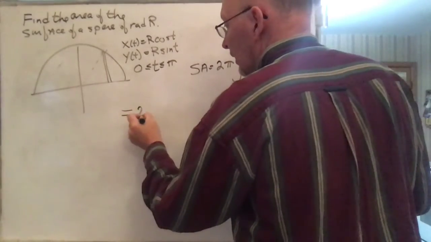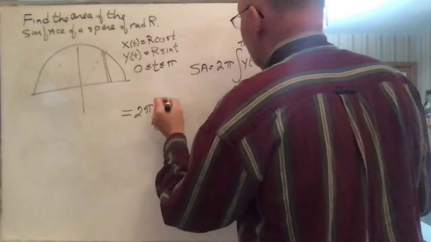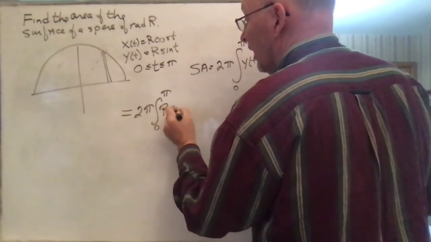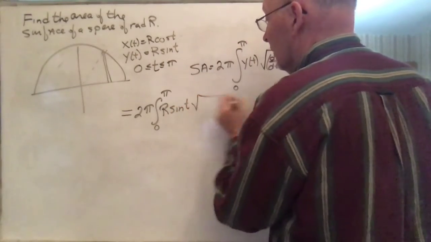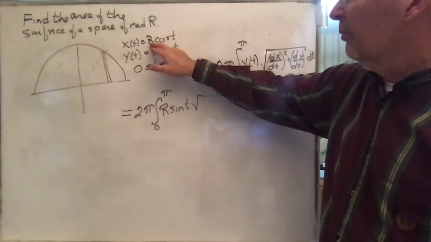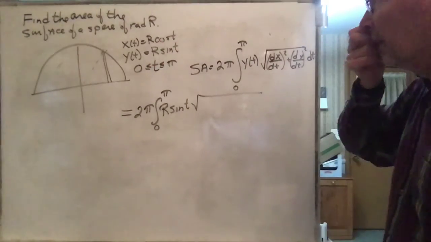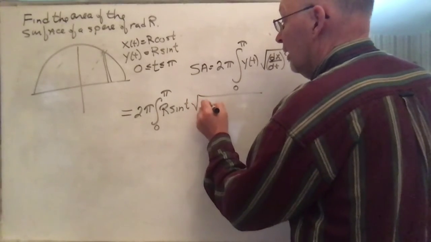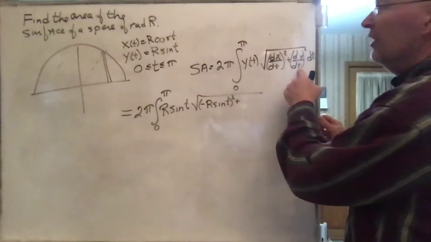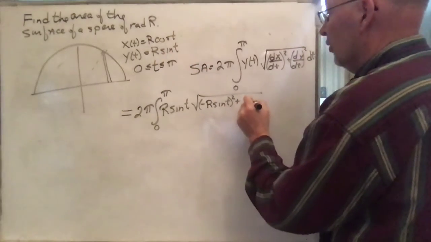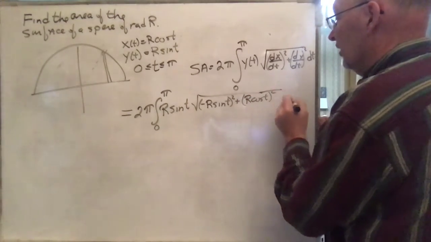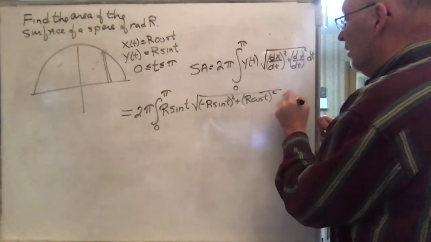So it's going to be 2 pi times the integral from 0 to pi. y of t is r sine of t. Now we have dx dt. What's dx dt? It's going to be negative r sine of t, quantity squared, plus dy dt, the derivative of y, is going to be r cosine of t, quantity squared, times dt.